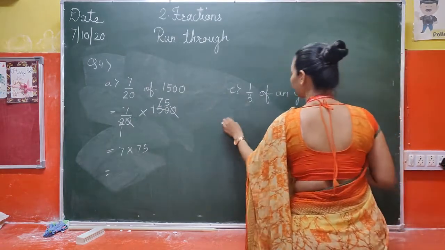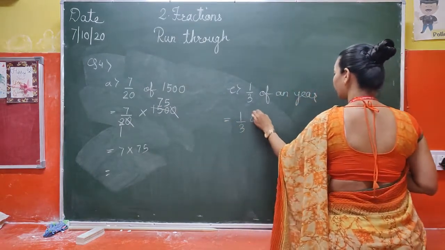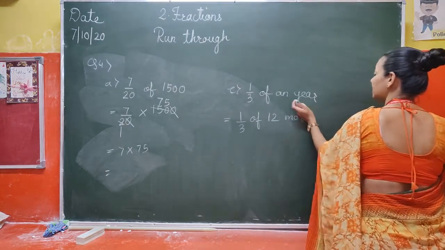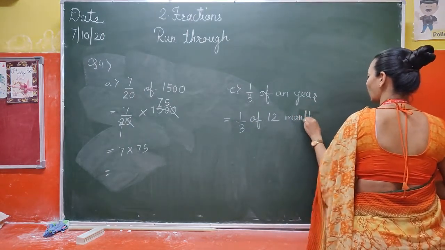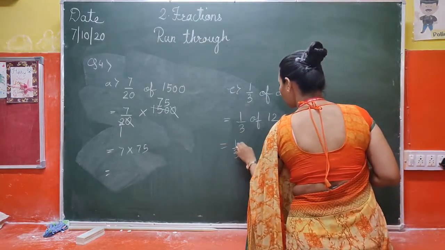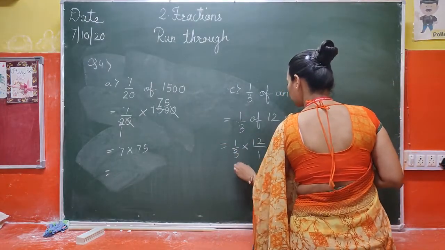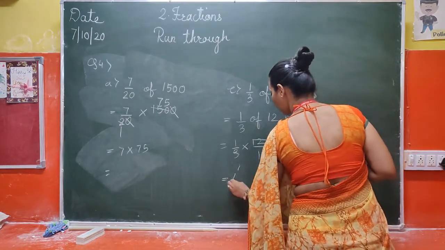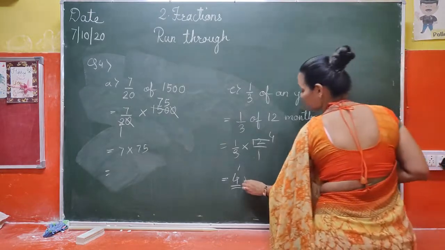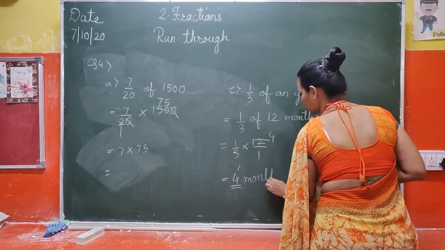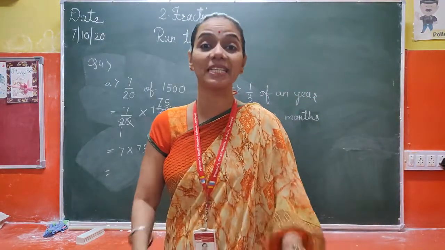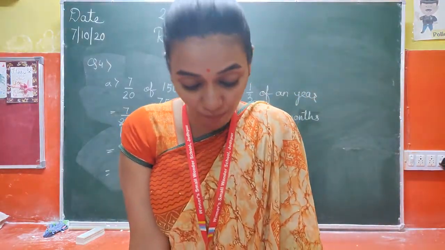So what will you do? 1/3 of 12 months, right? Because 1 year is equal to 12 months. So 1/3 of 12, that is 1 by 3 into 12. 3 4s are 12, that is 4. So 1/3 of a year is 4 months. Okay, this is simple, question number 4. I hope you can do it easily. Now I will go for question number 5.